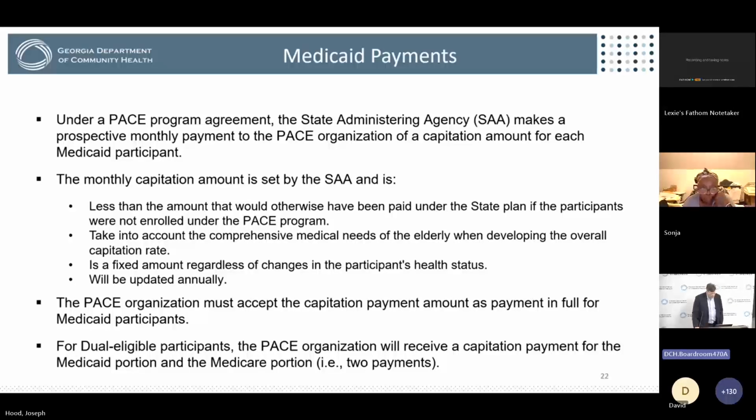For dual eligible participants, the PACE organization will receive a capitation payment for the Medicaid portion and the Medicare portion, i.e. 2 payments that combined to cover the full cost of care for the enrollee. And we do expect that that would be a large majority of those who would initiate and be served, although we may have some Medicaid-only participants as well.